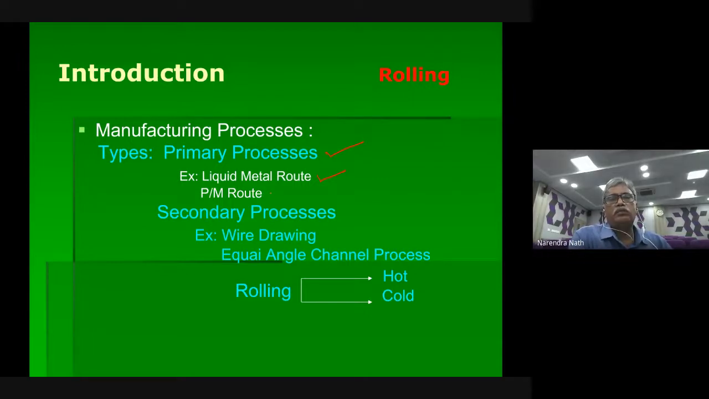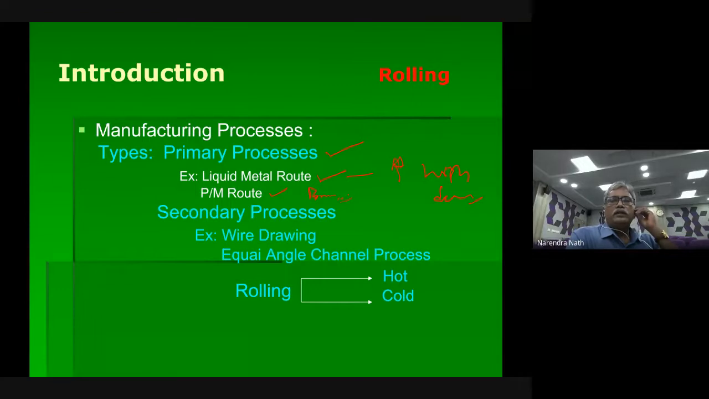Another one is the powder metallurgical route, and both have their own advantages and disadvantages. When we talk of the liquid metal route, we can get very high density, closer to our theoretical density. When you choose the powder metallurgy route, if you are doing cold compacting, normally porosity is there. This porosity you cannot totally eliminate. Or if you go for hot isostatic pressing, you can achieve a near net shape product with very high density.